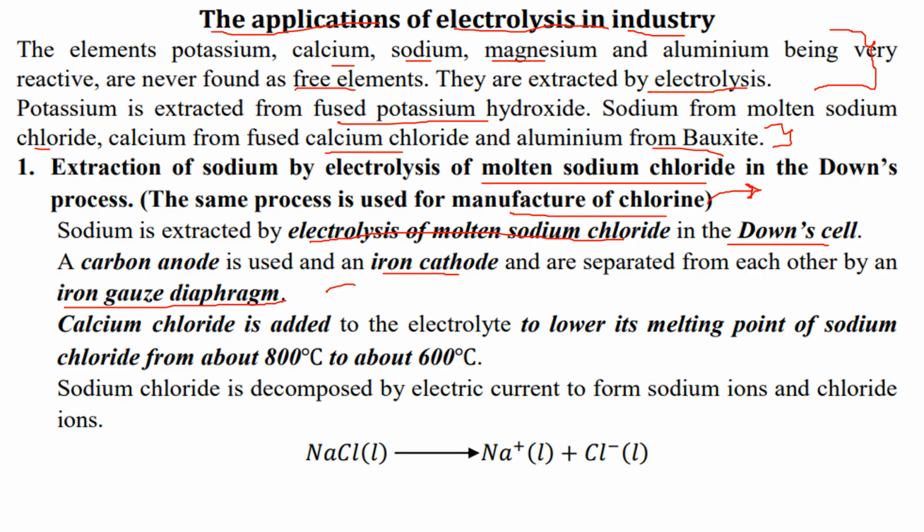Now I didn't provide a diagram because it's not required. So calcium chloride is going to be added to the electrolyte to lower the melting point of sodium chloride from about 800 degrees Celsius to about 600 degrees Celsius. So what you're going to see is sodium chloride is going to be decomposed by the electric current to form the sodium ions and the chloride ions. So sodium chloride decomposes to give us sodium ions together with the chloride ions.